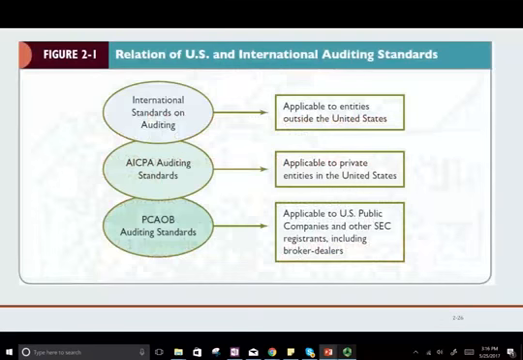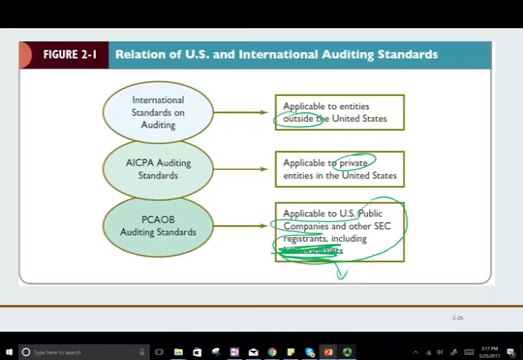So this figure here: international standards on auditing applicable to entities outside the US, AICPA applicable to private, and PCAOB applicable to US public companies and other SEC registrants under the broker-dealer. This might change for the broker-dealer because now with President Trump, they might be changing this rule. So the broker-dealers might be out of this section, but again, I cannot predict what Congress or what President Trump is going to do, but it may be the case.